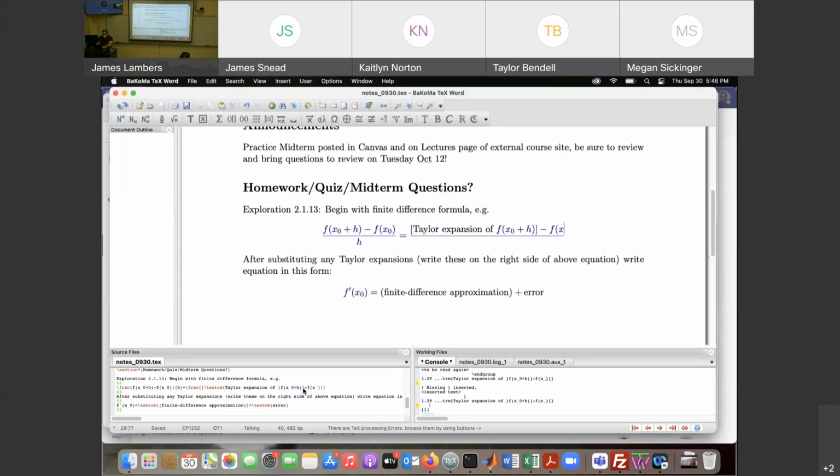minus f of x naught over h. So once you dump that in here, that's when a bunch of simplification will happen. F prime of x naught will appear. Certain terms will cancel out. The remainder term will appear. But then once you've done all that, you want to rearrange it algebraically to get f prime by itself on one side. And then the error term that's stated in the problem should appear over here.